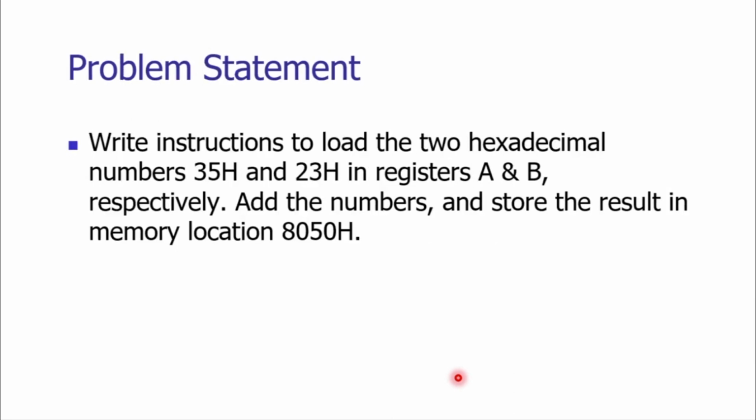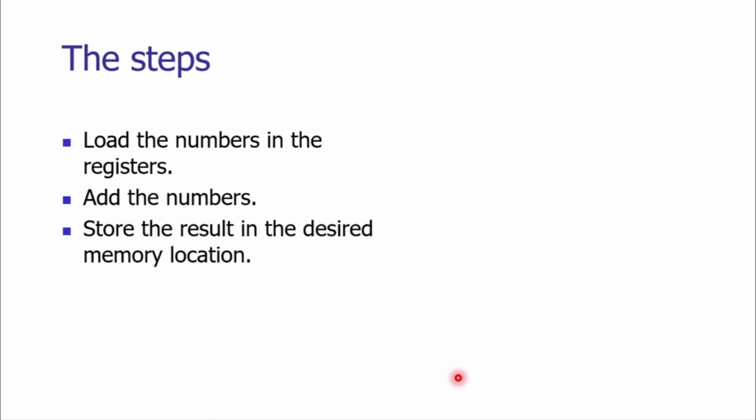Now let us write a simple program, and the objective of this program is to load two hexadecimal numbers 35H and 23H at registers A and B, and then we need to add these numbers and store the result of this addition at location 8050H. So let us see how to write a simple program. The various steps can be seen on your screen.